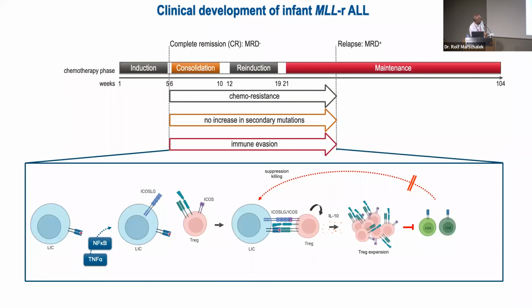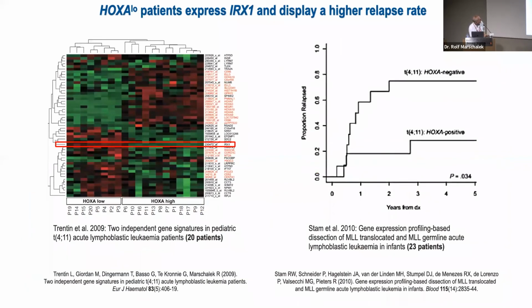And interestingly, we came up with this model and this data because we investigated something which we identified some years ago, namely that in t(4;11) infant leukemia, we see a group of patients which are not HOX high, which are HOX low, and they express this homeobox gene Iroquois. And we have found in the last years that Iroquois is turning on a very important transcription factor, which is EGR3, and EGR3 is directly upregulating ICOS ligand. So the story started here with this old paper from 2009, where we identified the Iroquois gene in the HOX low group of patients.